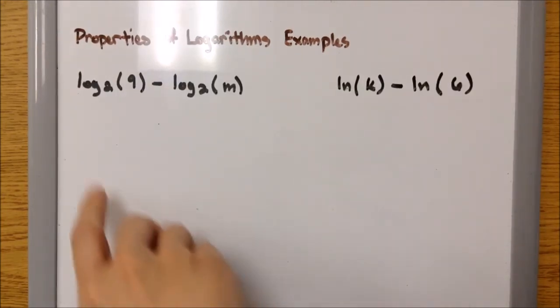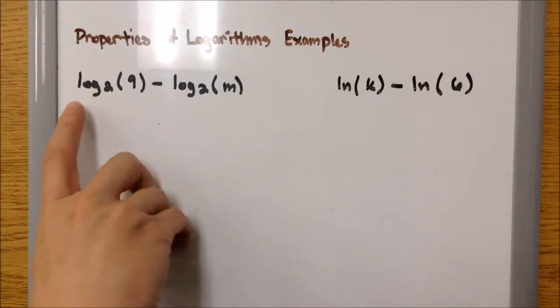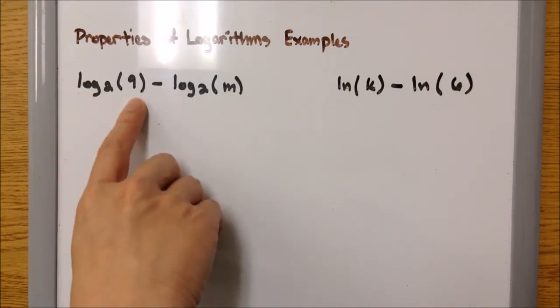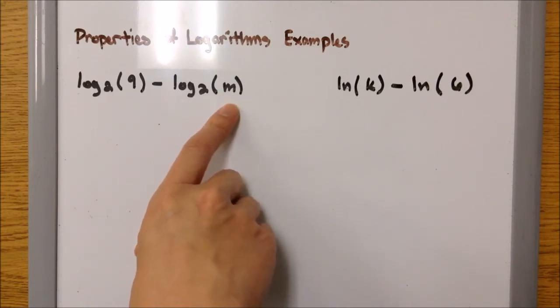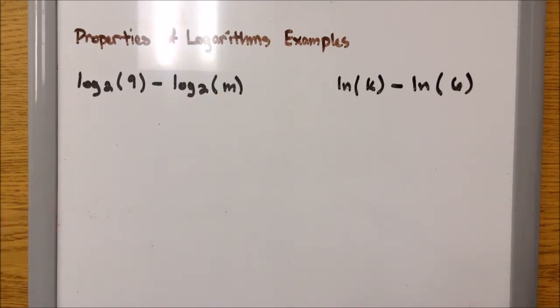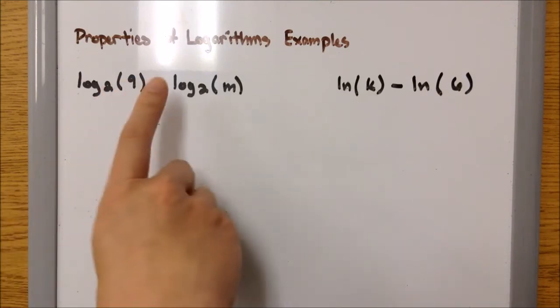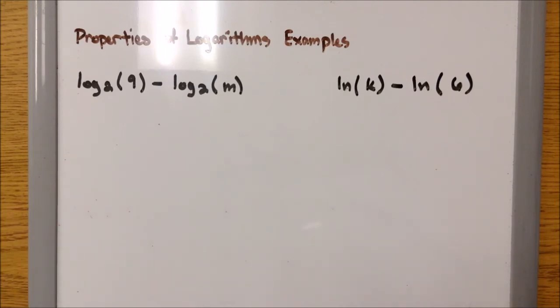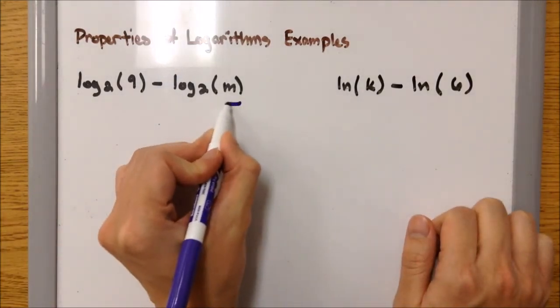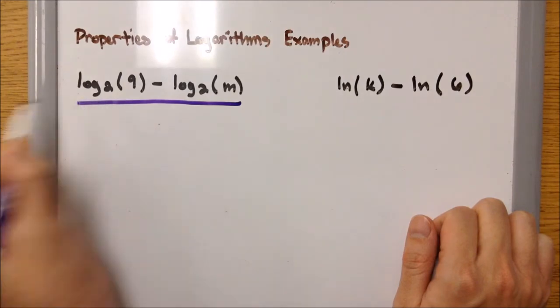Alright, let's take a look at example 7. In example 7, we have log base 2 of 9 minus log base 2 of m. If we were going to rewrite it using the properties of logarithms, we see that there's a minus, and the only property that involves a minus is the quotient property.